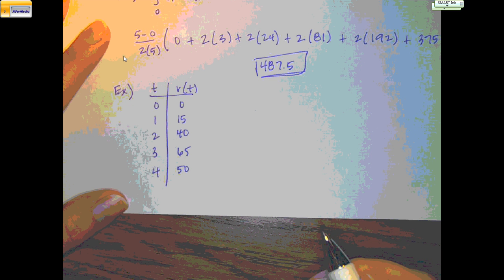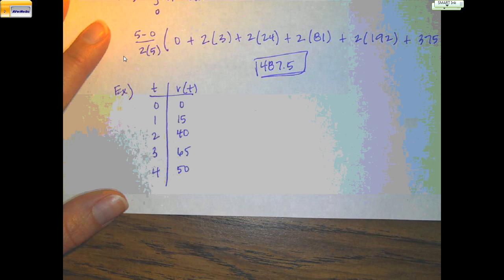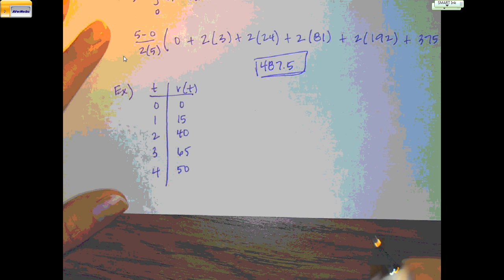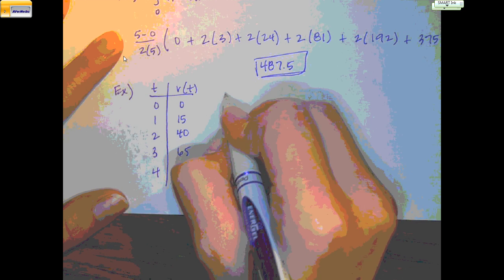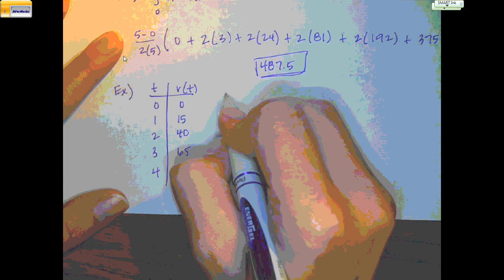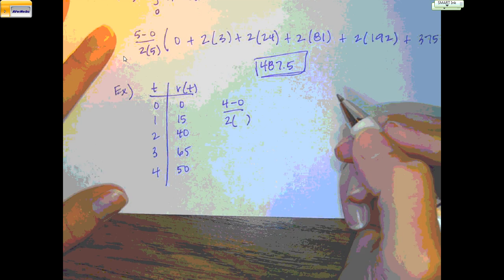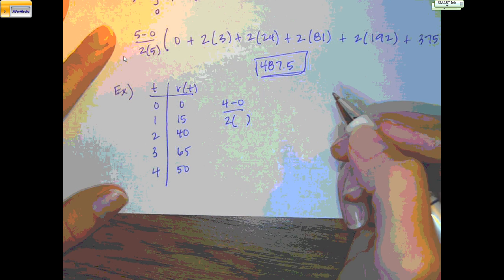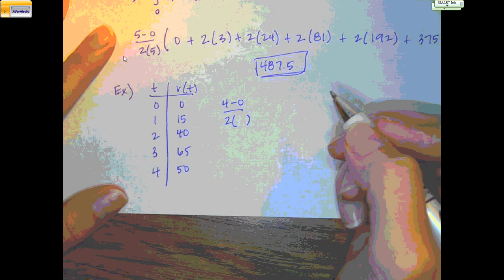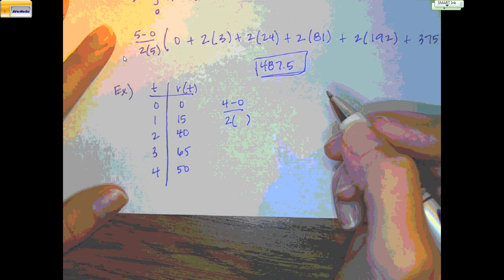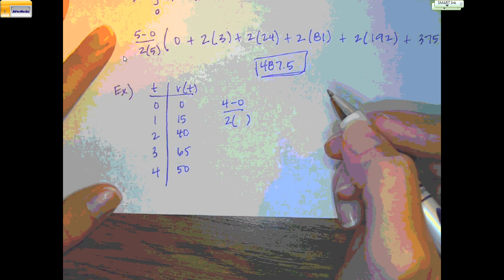So your integral, what are the top and bottom numbers? 0 to 4. So on the top I have b minus a. So I have 4 minus 0 over 2 times, uh-oh, they didn't tell me n. Do we have an n? Yeah. What is it? 4. Is it 4 or 5? 5.